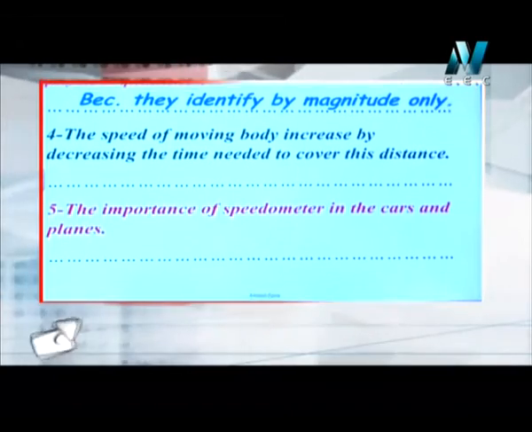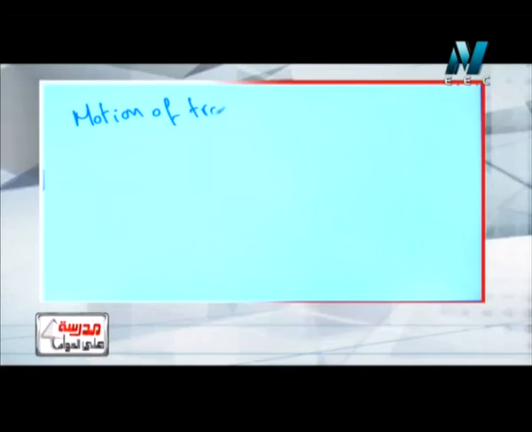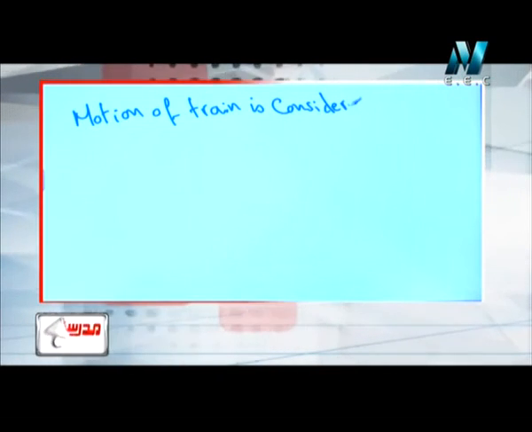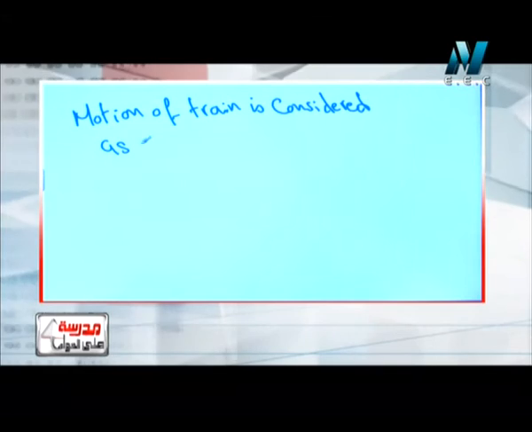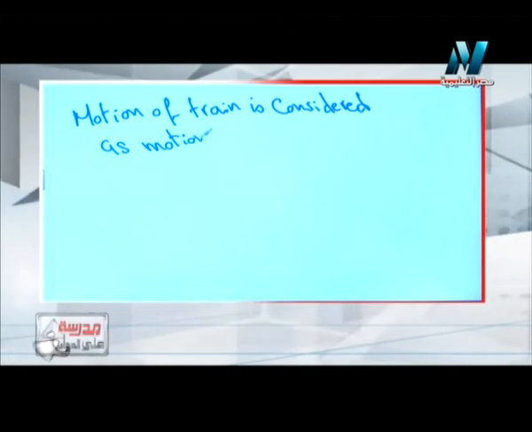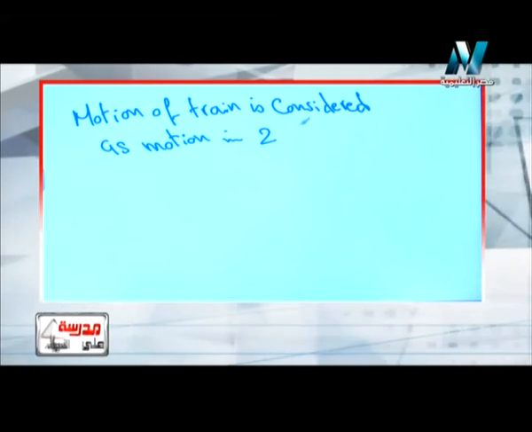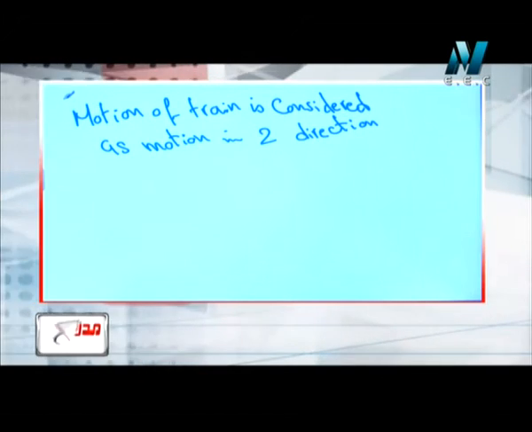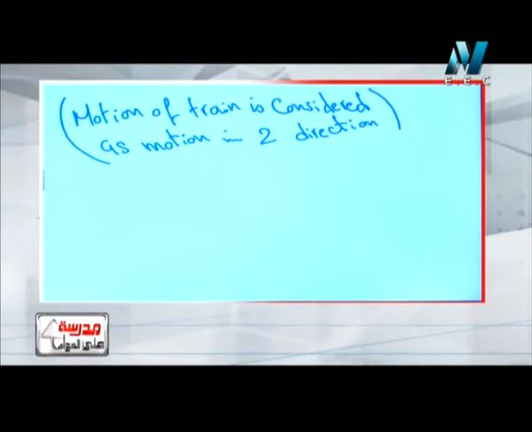All right, I have a question here. It's a right or wrong question. Motion of a train is considered as motion in two directions. So here we have right or wrong. Who can answer this question and correct it if it's wrong?